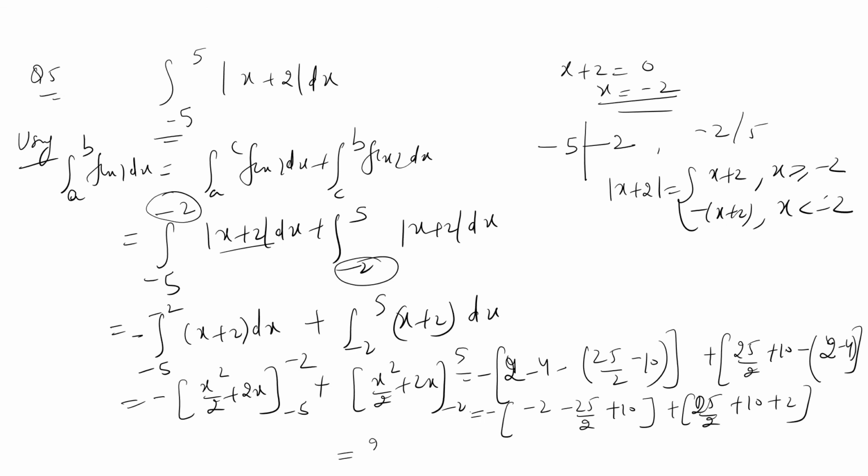So I'll just adjust the signs here from now. 2 plus 25 by 2 minus 10 plus 25 by 2 plus 10, and then I think it is plus 2. So it is 50 by 2 plus 4, shall I say it is 29 answer?